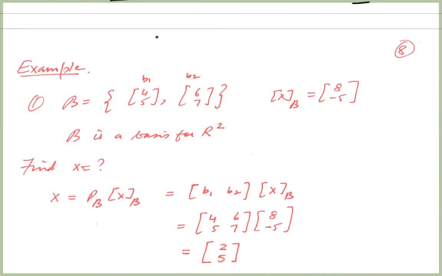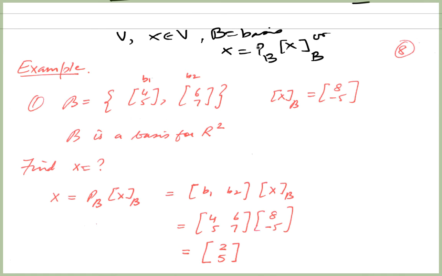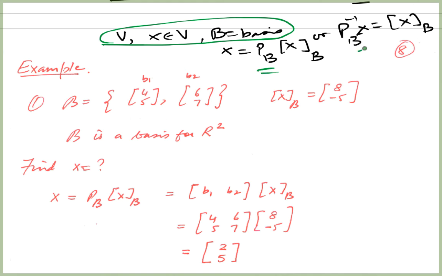So the most important thing for you to remember is this: if I am given a vector space V, any x an element of V, and a basis set B, then this vector x is written as PB, the change of coordinate matrix, which is basically all the basis vectors put in this matrix PB, times the coordinate vector of x relative to the basis B. Or this can be written as, because this matrix is invertible, PB inverse x equals the coordinate vector of x relative to the basis set B. So basically, if I am given this, these two equations will always hold. Depending upon what the problem is, you just plug in the numbers and get the answers.